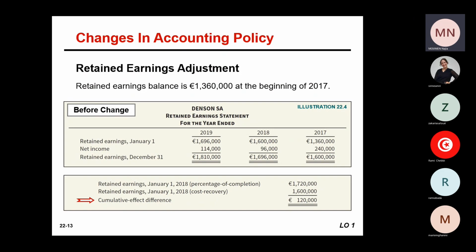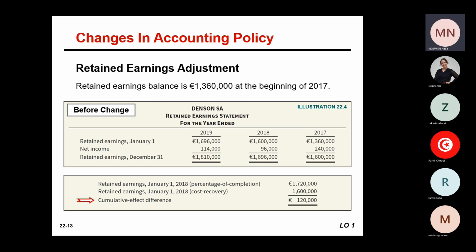So we'll see this effect on the retained earnings statement, of course. So again, we have to go back and adjust the retained earnings statement, okay? Because we have to provide this effect and this adjustment to the prior period. And why for the retained earnings in particular?